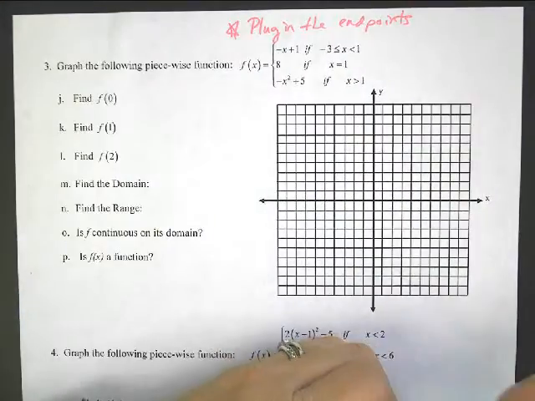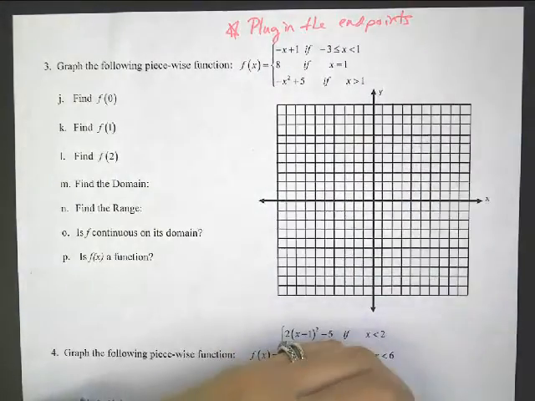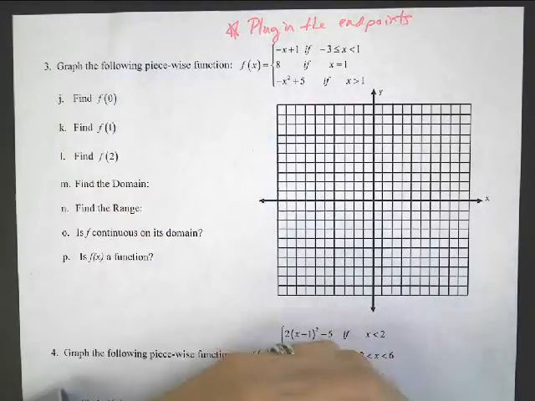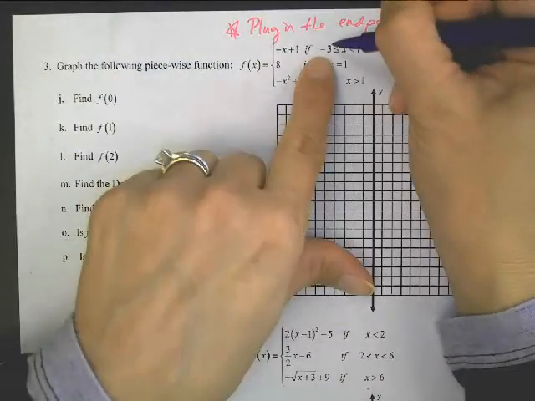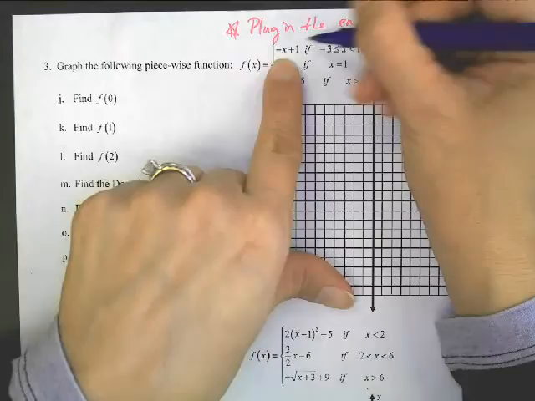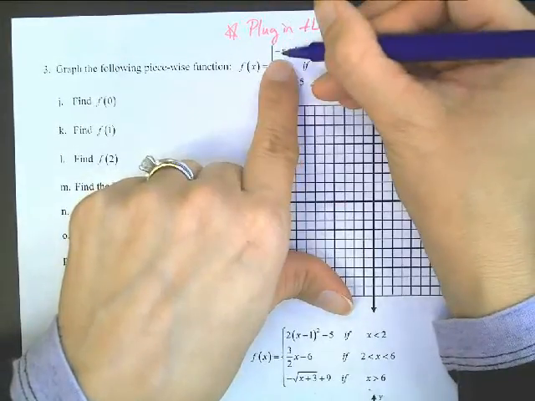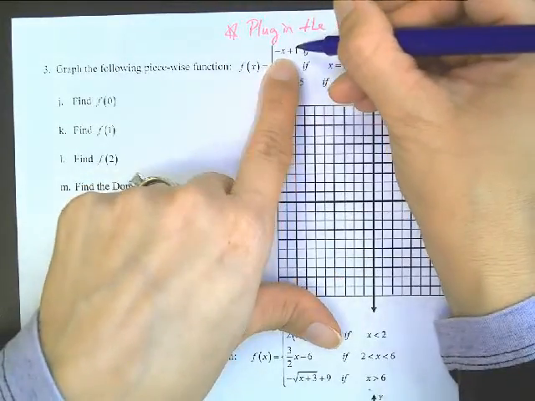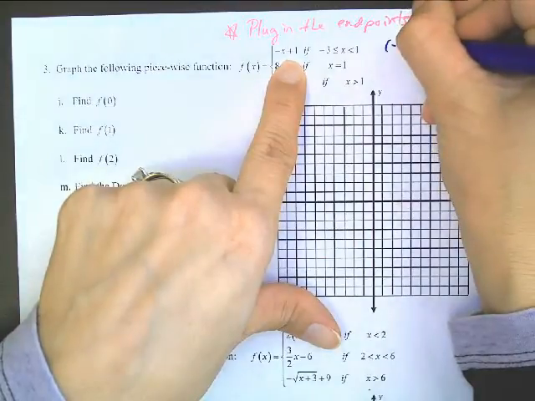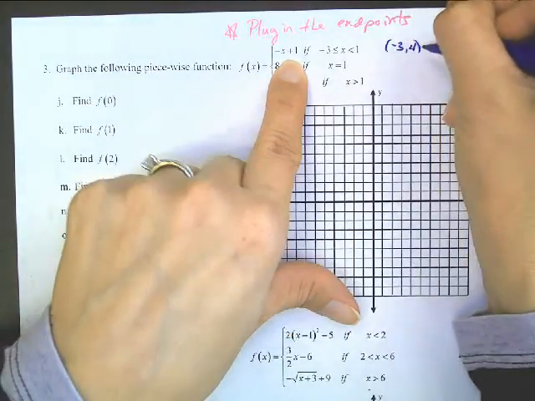Okay, it kind of helps to have the endpoints in mind. So for this first piece, I'm going to take -3 and plug it in. -(-3) is +3, plus 1 is 4. So we have (-3, 4).